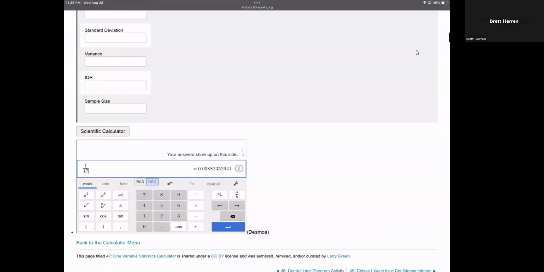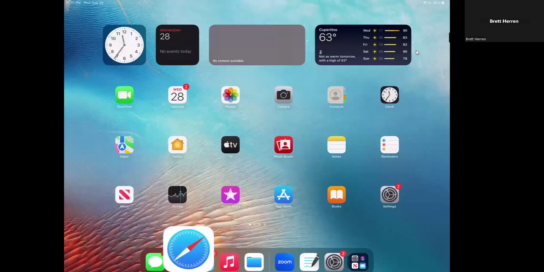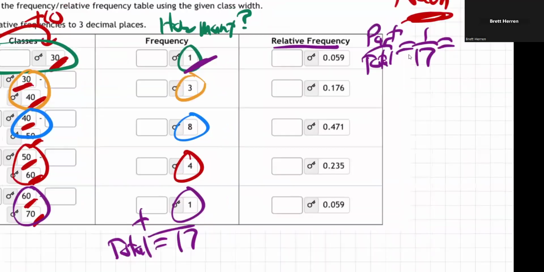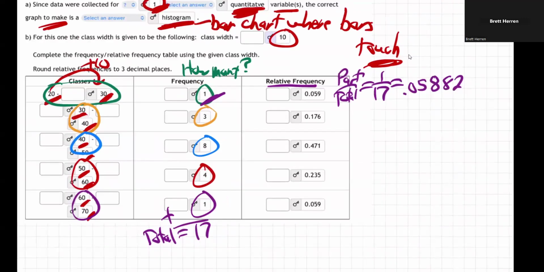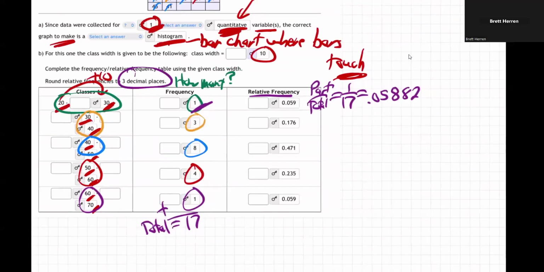So 1 divided by 17, is that what it was? 0.05882. And it said round to 3 places. So you good with rounding? So 3 places right there. That tells me to round that up to 0.059 because the part after the line is an 8. There it is, 0.059. Good. The next one is going to be what?